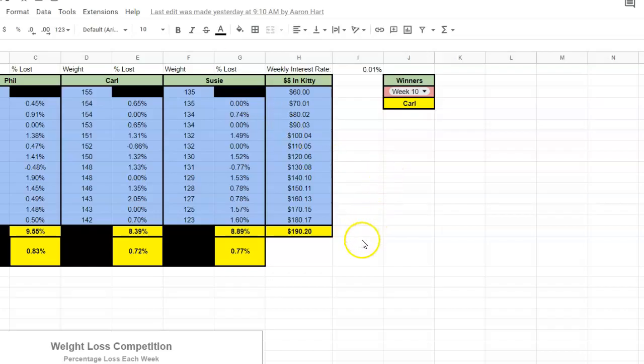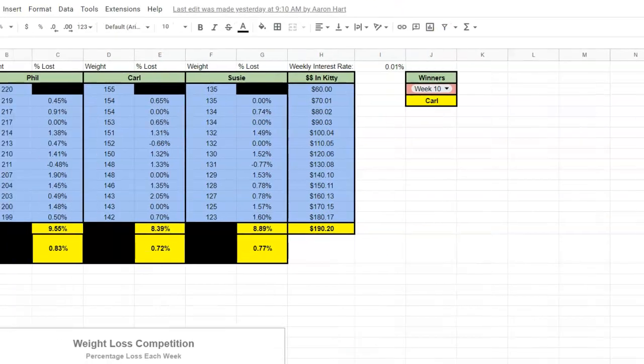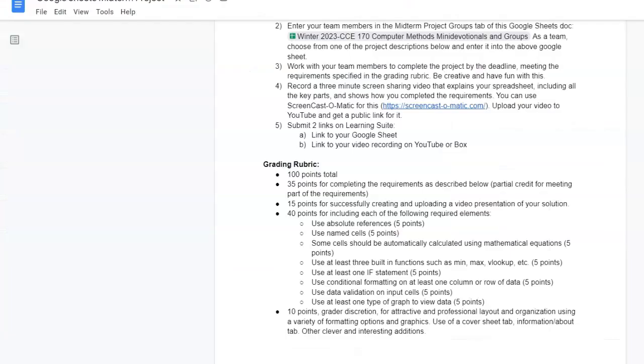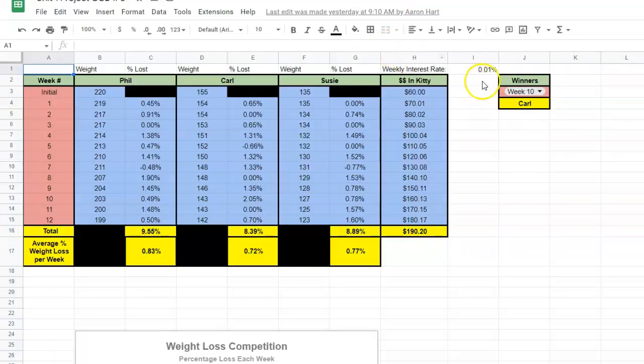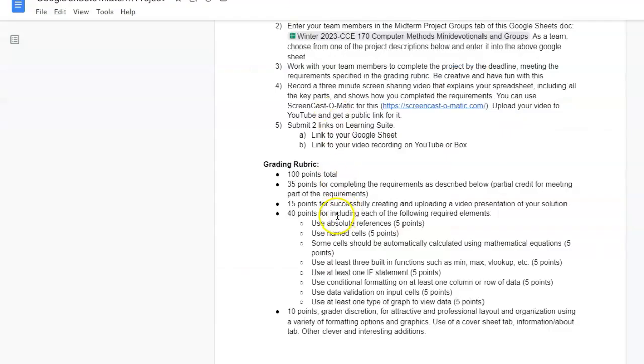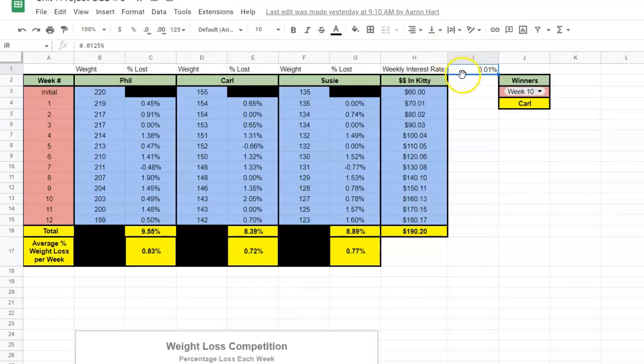Alright, so for our project, we did the weight loss project. So first, for absolute references, we used absolute references for the interest rate. So if I click in these, you'll see we use an absolute reference right here. Since it's a named cell, it's named IR, it's an absolute reference, and that is also our named cell.